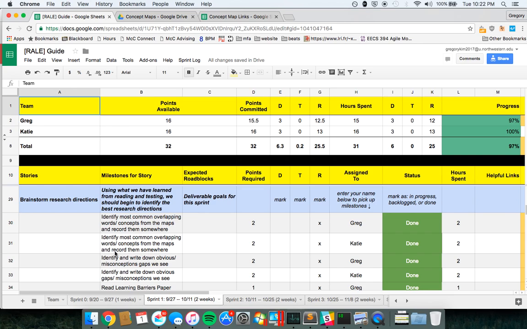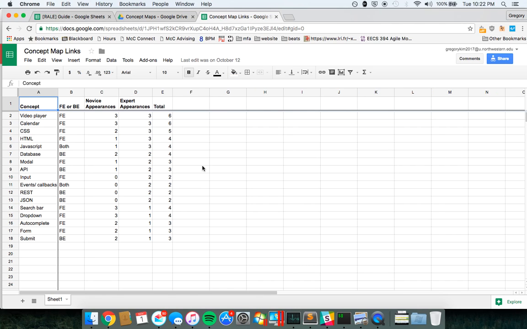And lastly, we also brainstormed some different research directions. We think that it would be helpful if next sprint we could see if the learning barriers from the paper we read last quarter can be found in the differences between these maps. And also we wanted to do more analysis like this spreadsheet, where we just try to highlight as many differences as we can between the expert and novice maps.